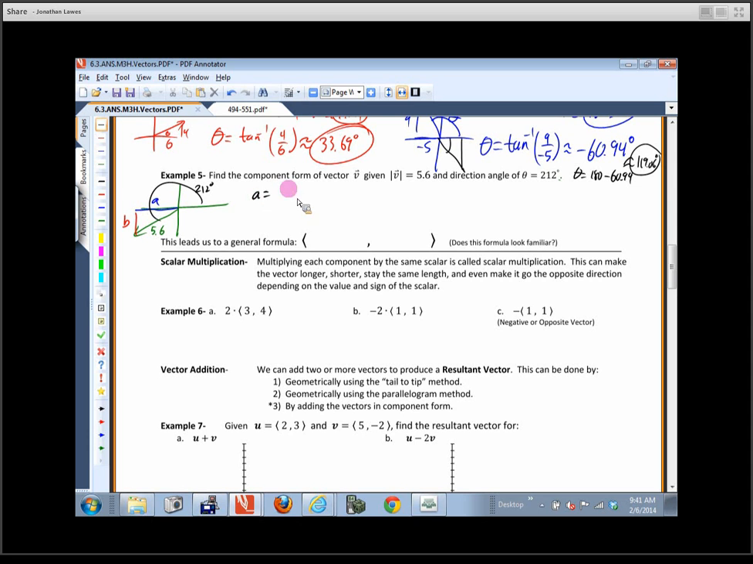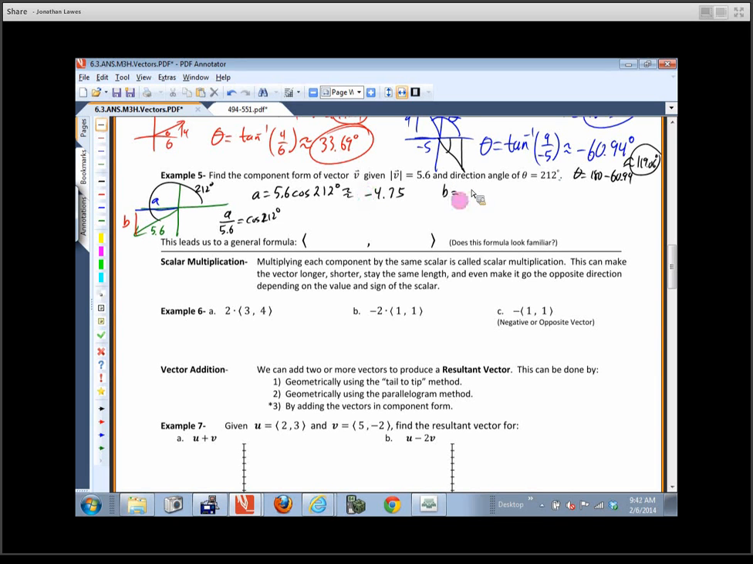So A is going to be 5.6 times the cosine of 212 degrees. And again, the reason for that would be that the adjacent over the hypotenuse should be the same as the cosine of 212. Isn't that right? So times both sides by 5.6 and I've got that. So in this case, tell me roughly what is the horizontal component? 4.75? Okay, so 4.75. And it is negative, thank you, okay?